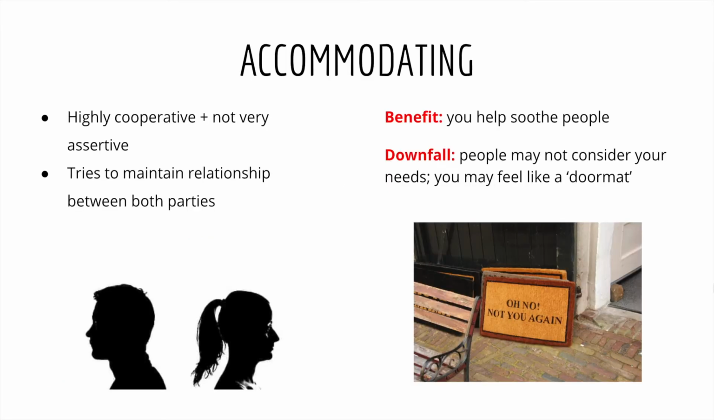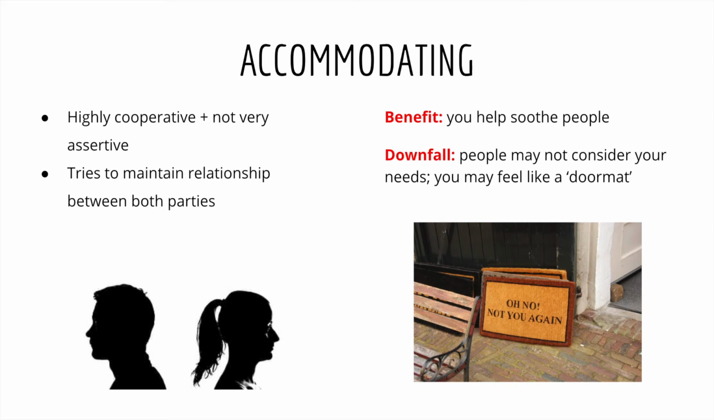The accommodating conflict style is commonly for people who will put others' needs ahead of theirs. They are highly cooperative but not very assertive. People who are more accommodating will try to maintain the relationship and understand what is most important to you, as well as how to come to that resolution.